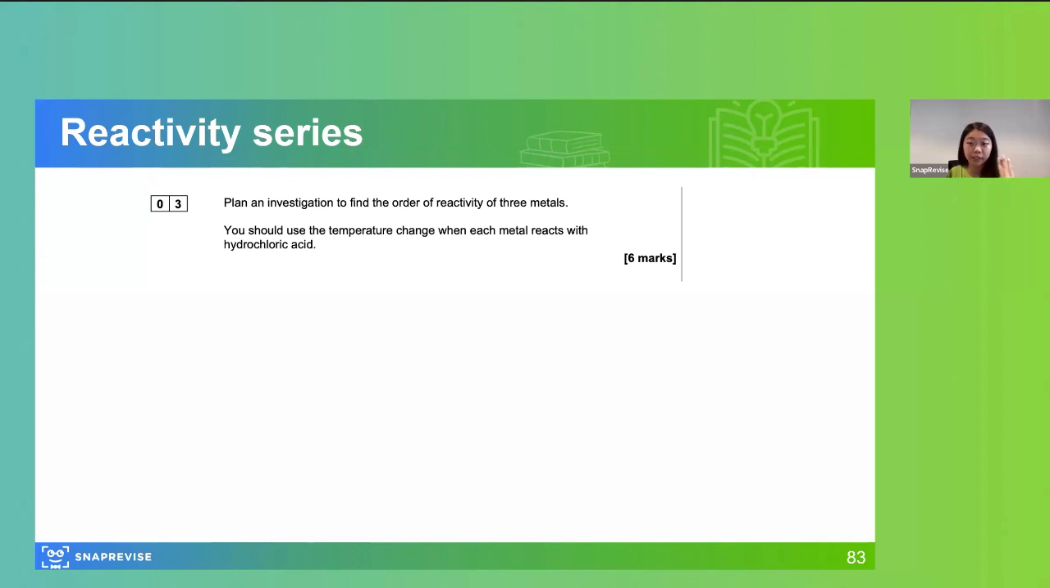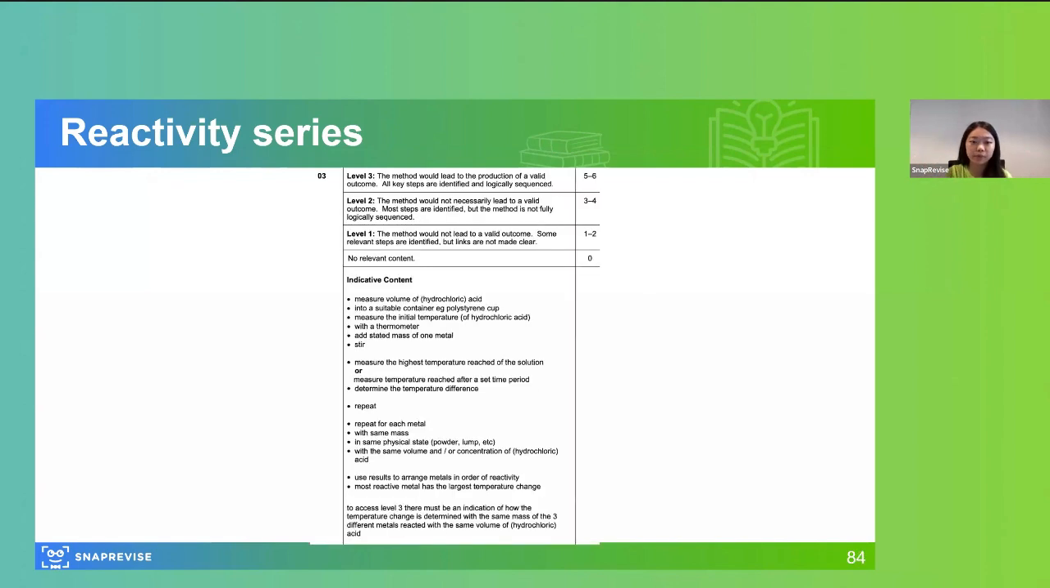You do this with the 3 metals, you repeat it. Then you figure out which one is higher in the reactivity series by figuring out which one has the higher temperature change. If it changes the most, then that's going to be the most reactive. So that's just kind of how you would break down this question.